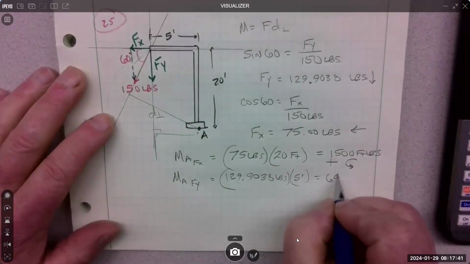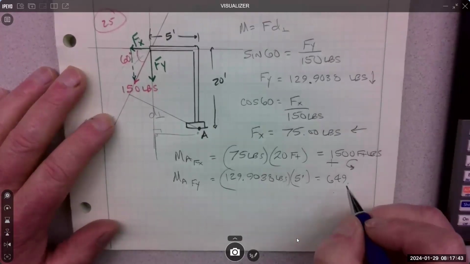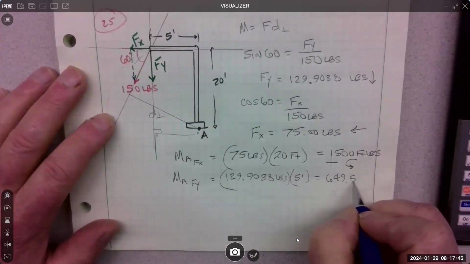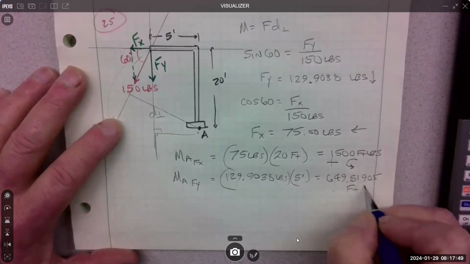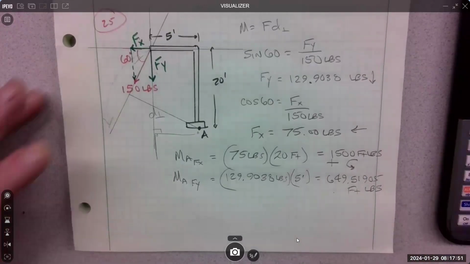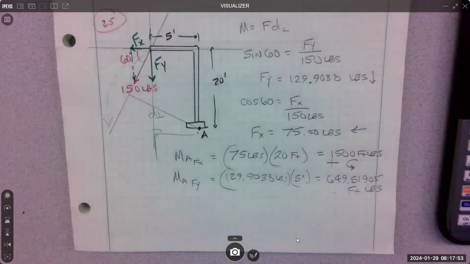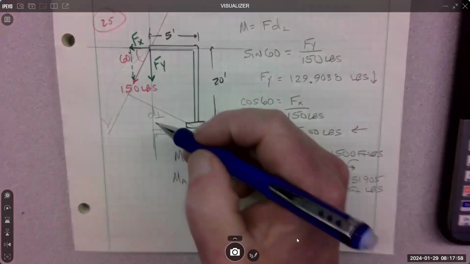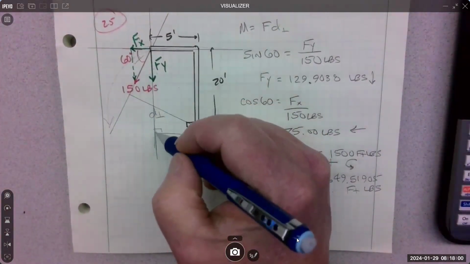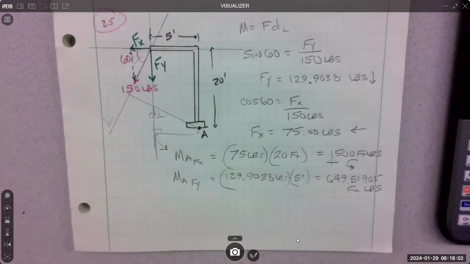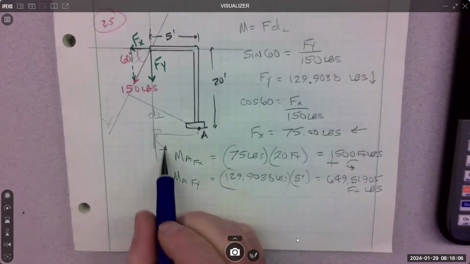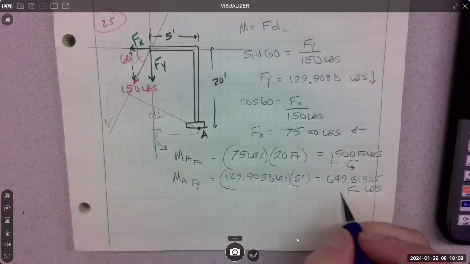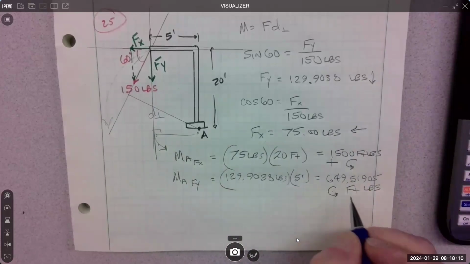5 foot pounds. And the Y rotation is, it's going to come down and rotate around that way. Also counterclockwise, positive.